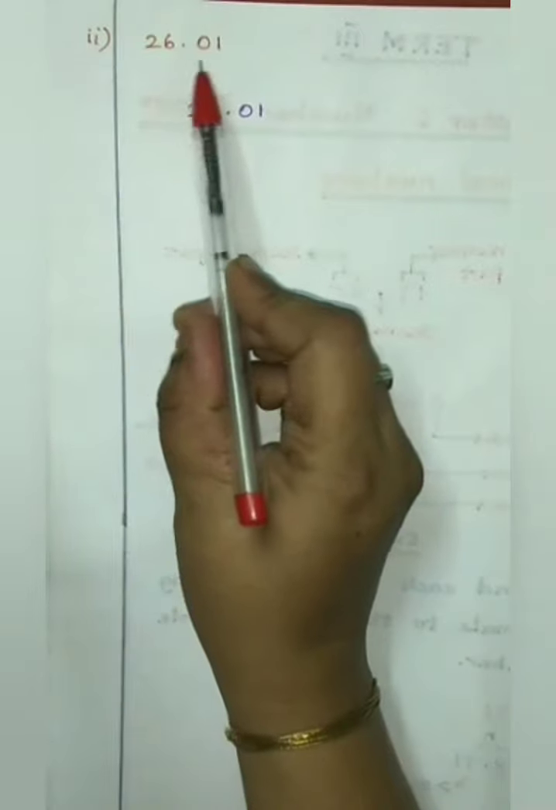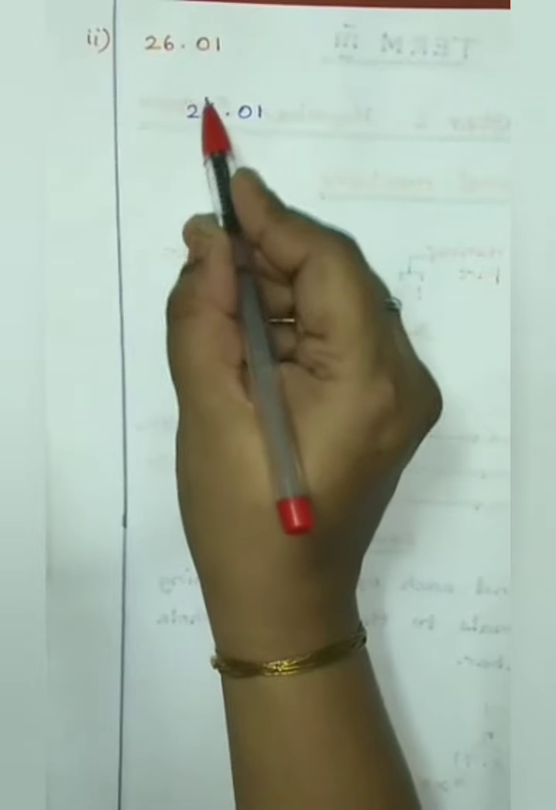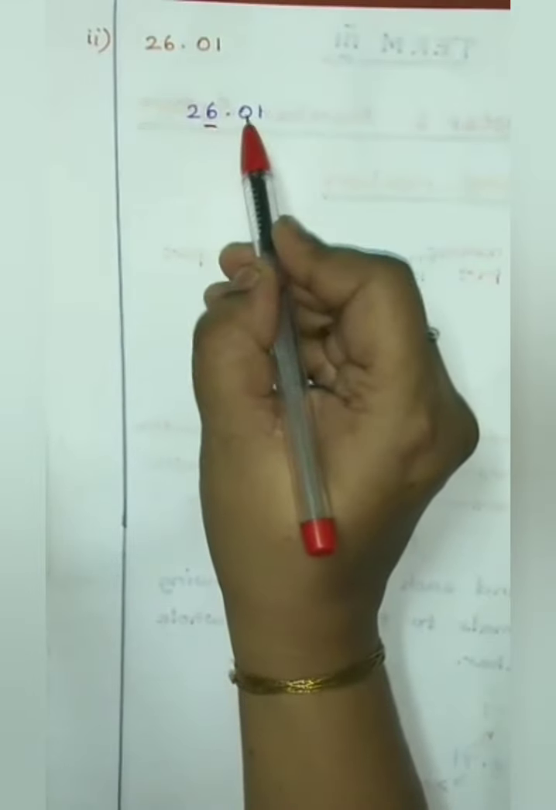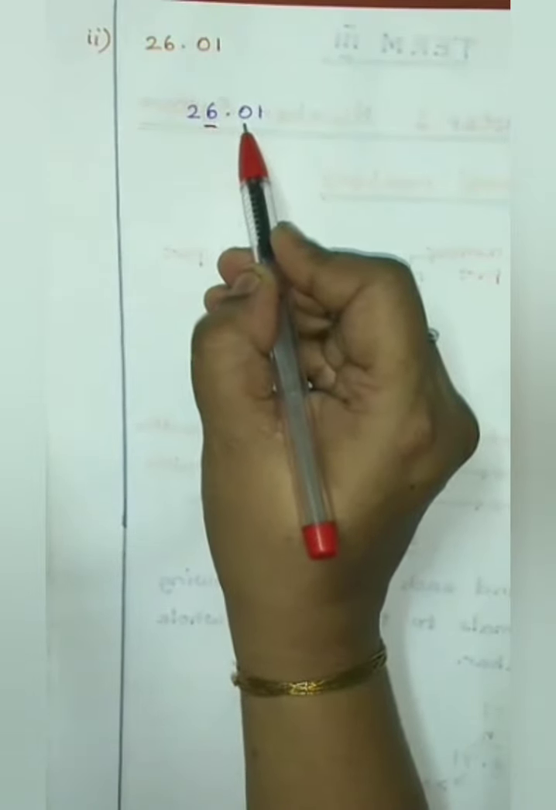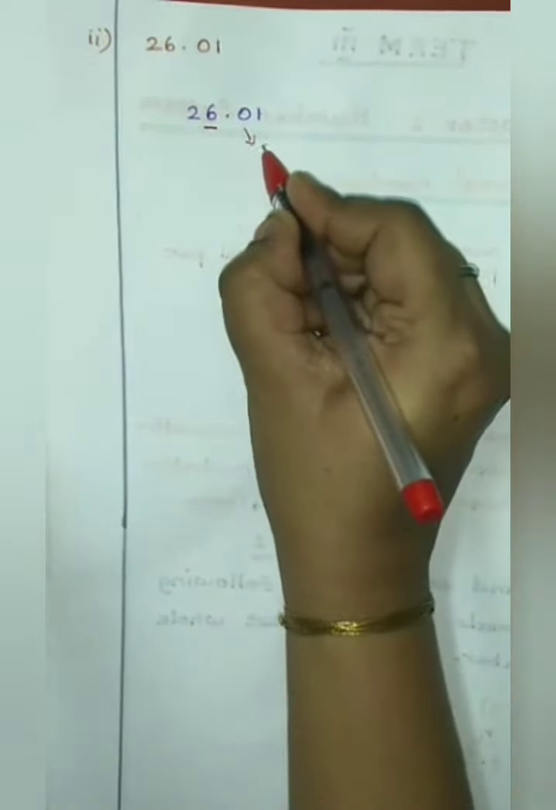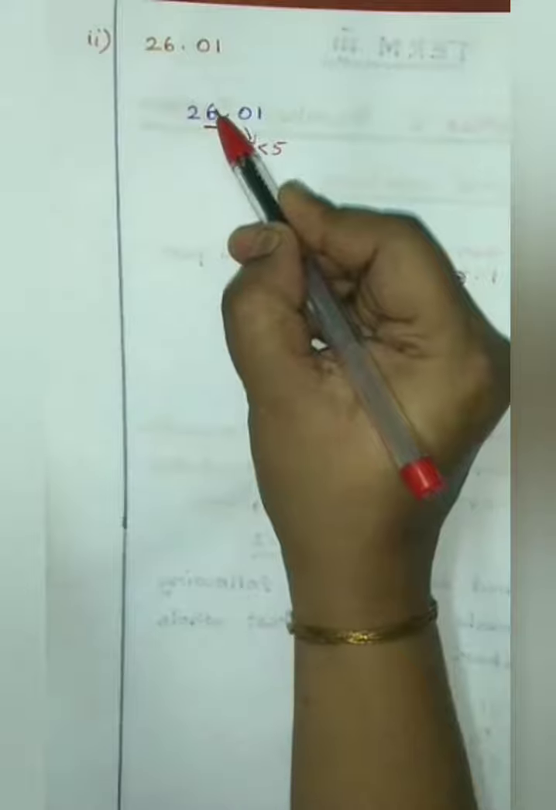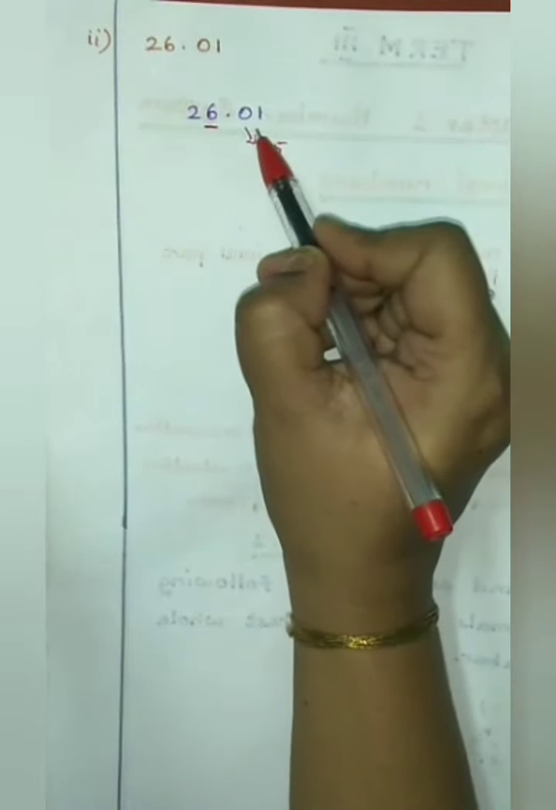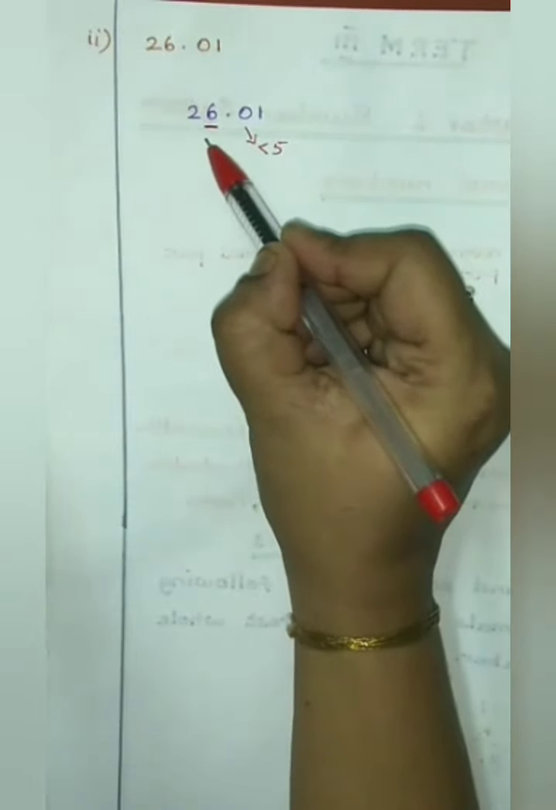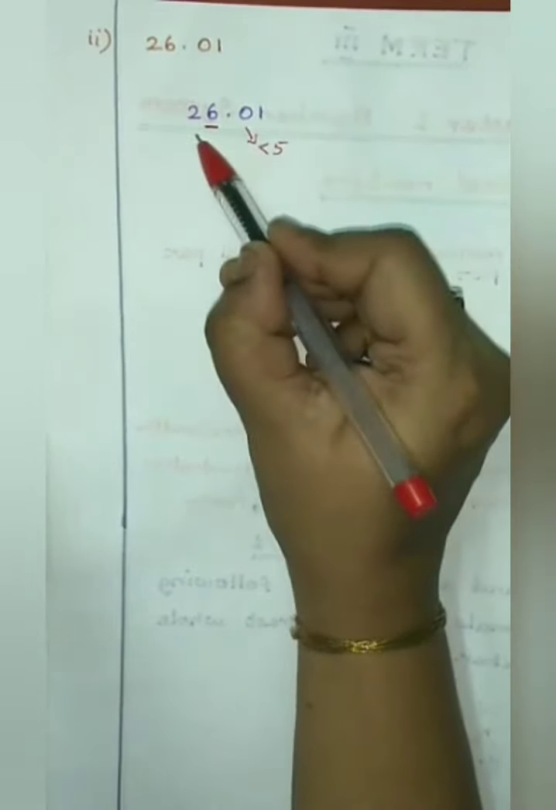Second subdivision, 26.01. First you underline the rightmost digit in the whole number part. So underline 6 and see the digit that comes after the underlined digit. What is that? That is 0. It is less than 5. So here we don't want to add 1 to this underlined digit. Ignore the digits after the underlined digit. So the answer is 26. The rounded value of 26.01 to the nearest whole number is 26.